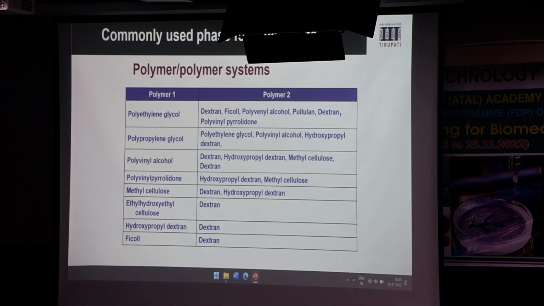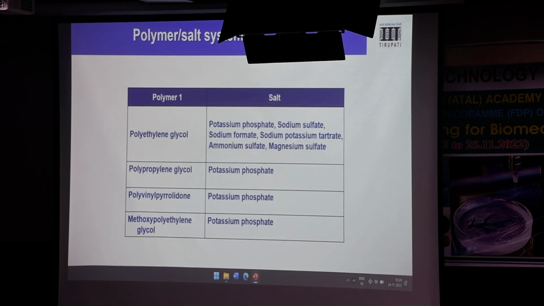These are the typical polymers that are used, but the most popular are polyethylene glycol and dextran. But dextran is very, very expensive. That's why we carried out research and came out with another one, maltodextrin. That is less expensive, but the problem is it has a high viscosity. Then we moved to different salts: potassium phosphate, sodium phosphate, citrates. Many salts are used, but the most popular is potassium phosphate, because it gives the pH and the environment very close to biological systems.